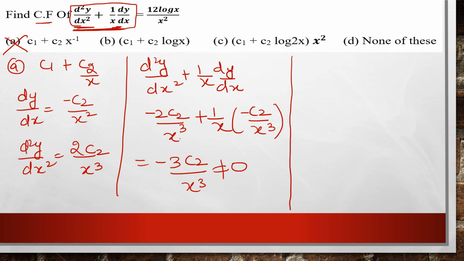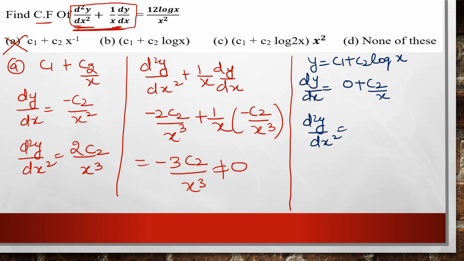Now check option number B. Option B is y equals c1 plus c2 log x. What will be dy over dx? Dy over dx will be 0 plus c2 by x. What is d square y over dx square? This is c2 over x square along with a negative sign. Now place the values here: d square y over dx square plus 1 by x dy over dx.